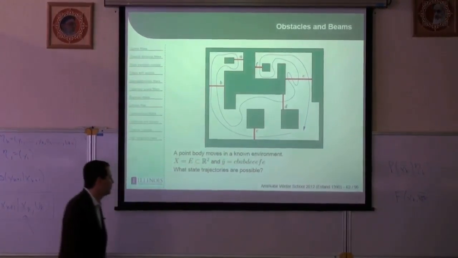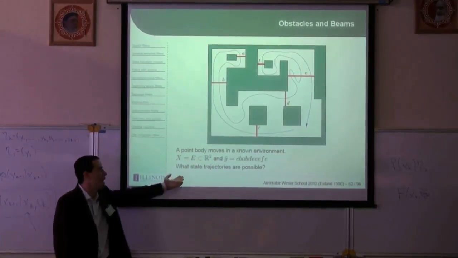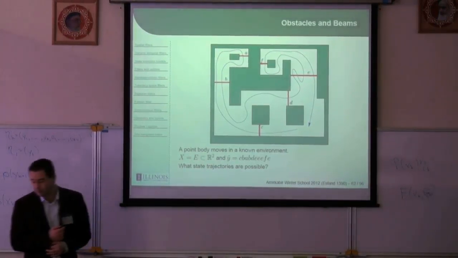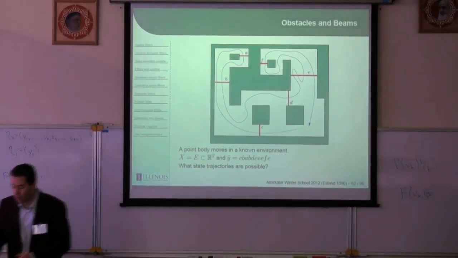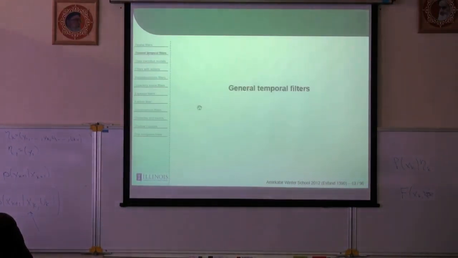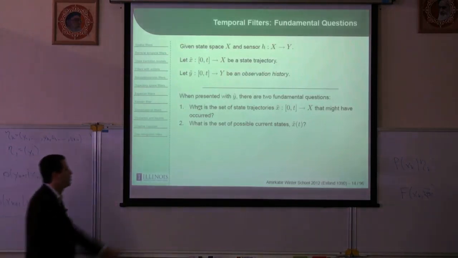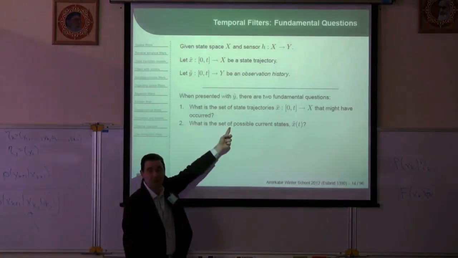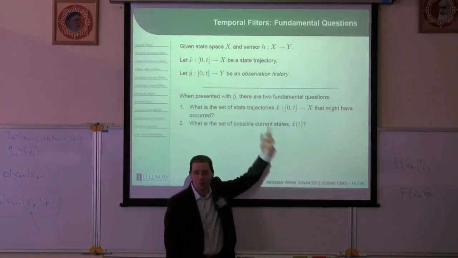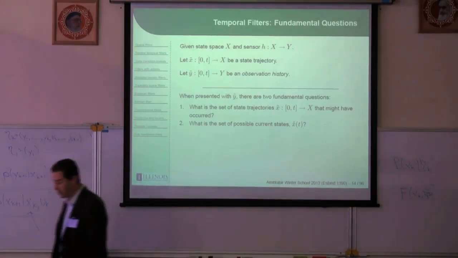All right, so I want to make a filter that helps me describe what state trajectories are possible. Or it might describe what is the possible current state. In fact, let me jump back just a little bit here. When we did general temporal filters, I said there were two questions. What is the set of possible state trajectories? And what is the set of possible current states? Those are the two things I want to look at here. So same kind of thing.